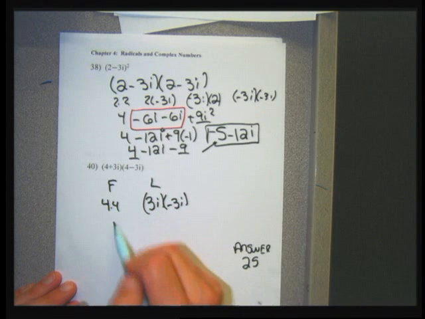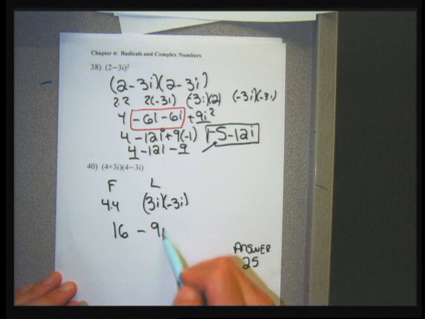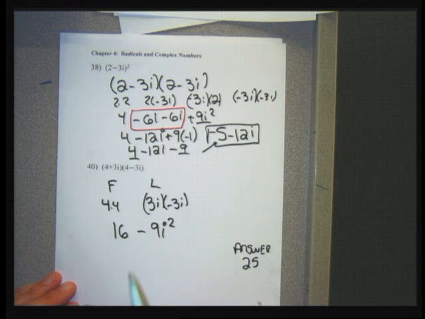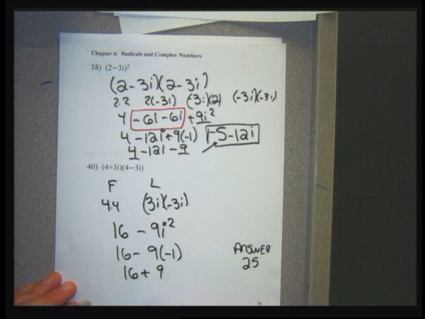The firsts are 4 times 4, which is 16. The lasts are 3i times minus 3i, which is minus 9i squared. That's going to be 16 minus 9 times negative 1, which is going to be 16 plus 9, which is 25.